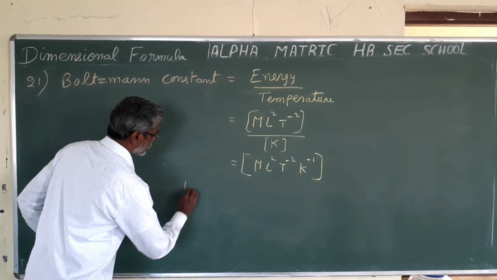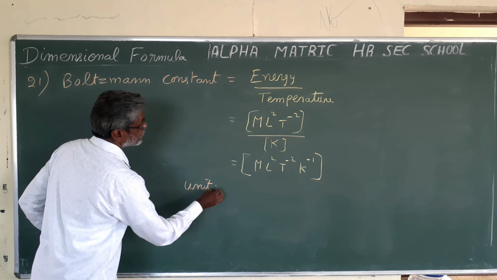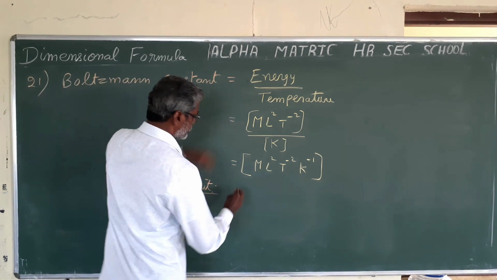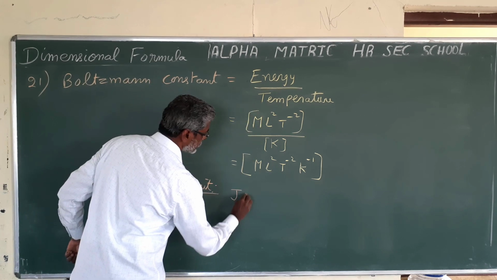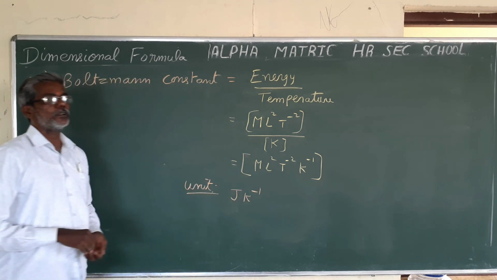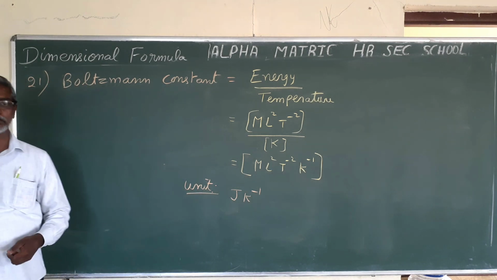Now we will go for the unit. For energy, joules; for temperature, Kelvin. So joules per Kelvin will give the unit for the Boltzmann constant.